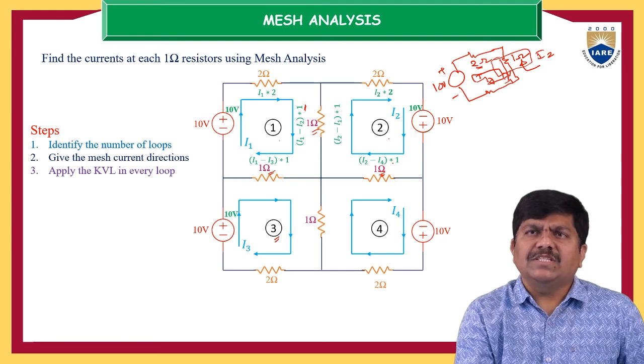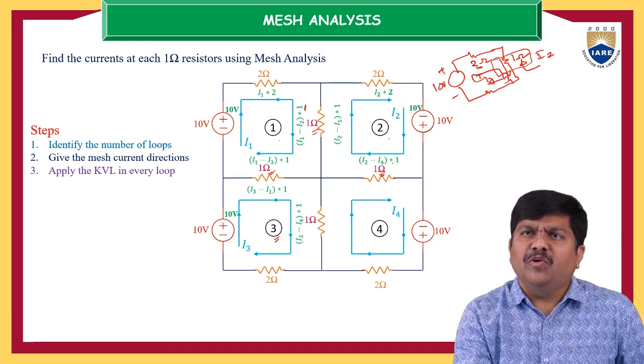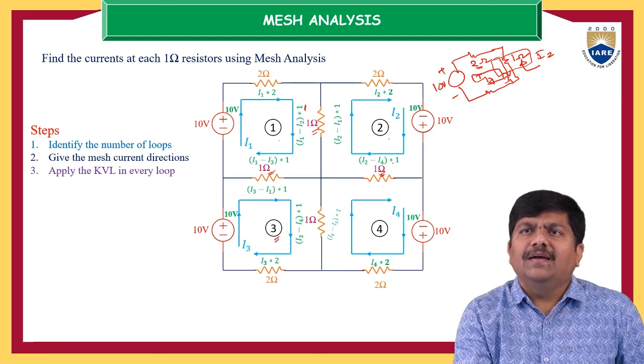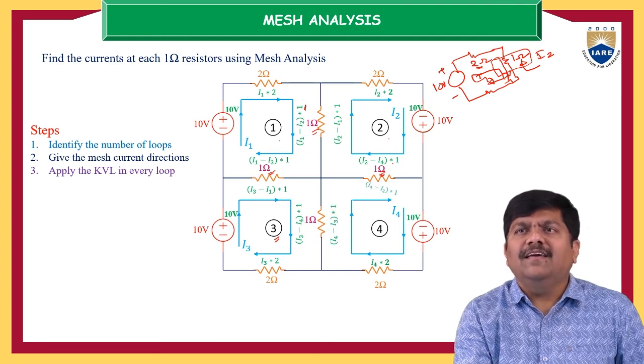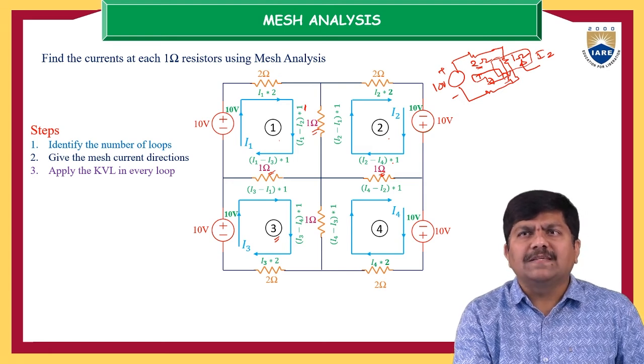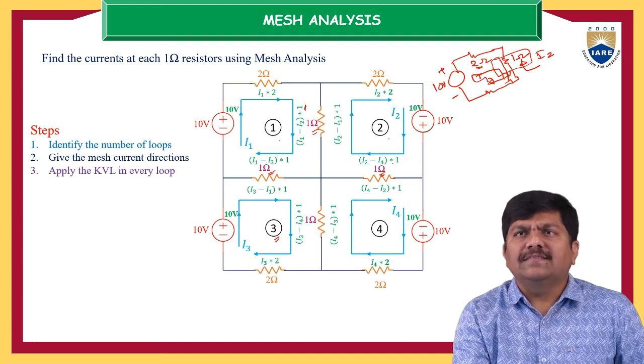Similarly, third mesh 10 volts, and this is I3 minus I1 into 1 and I3 minus I4 into 1, and this is the solo contribution of the third mesh, so I3 into 2. So coming to the fourth mesh, 10 volts, and this I4 into 2, and then I4 minus I3 into 1, then I4 minus I2 into 1. So these are the individual drops and voltages across various passive and active elements. So finally, with the help of KVL, Kirchhoff's voltage law, that statement is nothing but the resultant voltage drop in any closed path is nothing but 0.